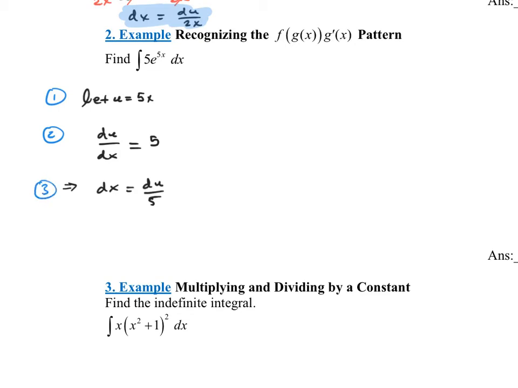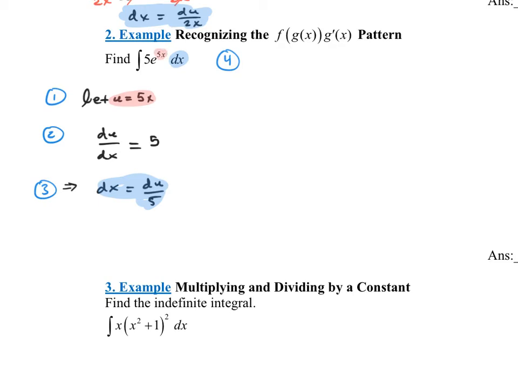So step 1 is define u. Step 2 is differentiate. Step 3 is solve for dx. Now we're going to go back to step 4. Again, step 4 is we have to substitute in for dx. So dx in this case is du over 5. And we also have to substitute in for u. U is 5x in this case.